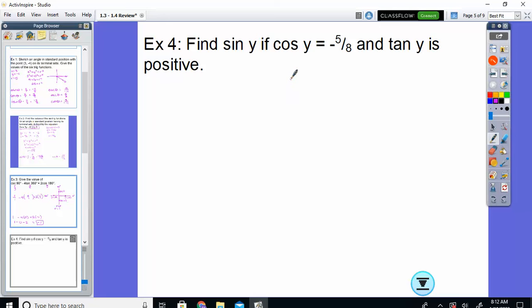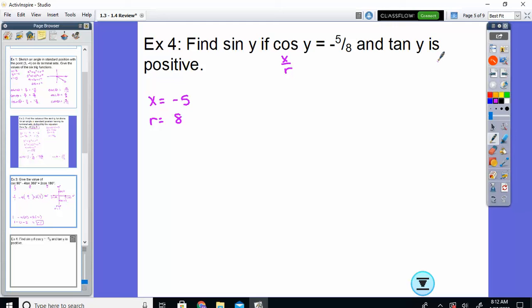Okay, then this is a problem like yesterday. Find sine if cosine is negative 5/8 and tangent is positive. What's the definition of cosine? We know r is always positive, so x would have to be a negative 5, r would have to be a positive 8.